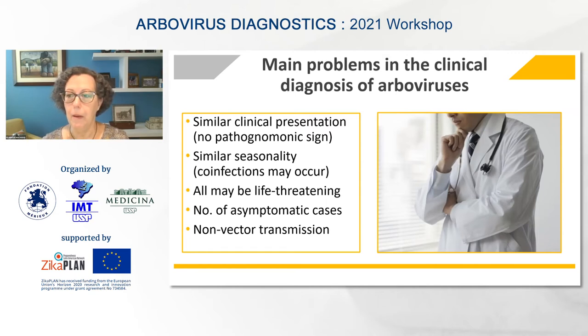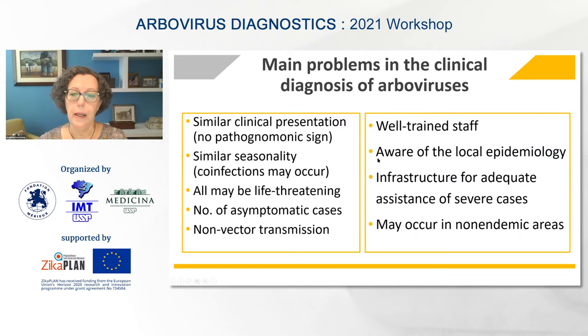Most of them have a high proportion of asymptomatic cases, and because of the circulation of the virus and the occurrence of asymptomatic cases, there is a delay in the identification of an outbreak and a delay in the diagnosis. And they can also be transmitted by other sources, not only by the vector, such as blood, for instance. Which means it's crucial to have a well-trained staff to know how to approach this kind of patient.